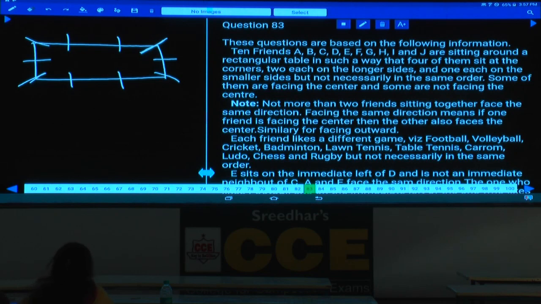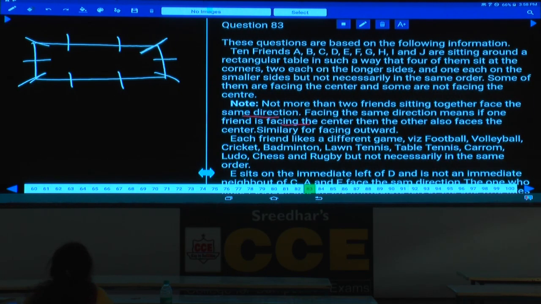Because the sides are not equal: the 2 longer sides are equal in length and the 2 shorter sides are equal, but length and breadth are different from each other. Hence, there is every chance of the number of persons in between changing. Then, not more than 2 friends seated together face the same direction. Not more than 2 persons: 2 persons face the center, and the next 2 persons face away from the center, and so on. That means at most only 2 adjacent persons can face the same direction. Facing the same direction means if one person faces the center, then the other faces away from the center, and so on. Similarly, facing outside, and so on.